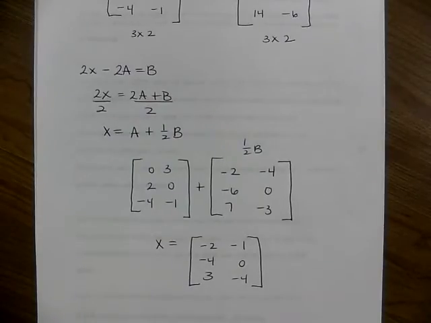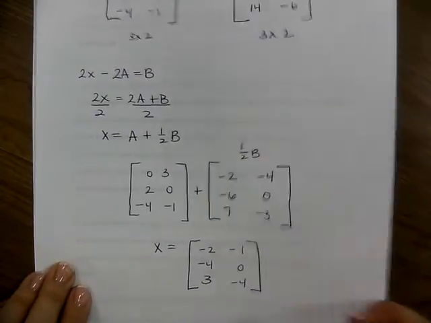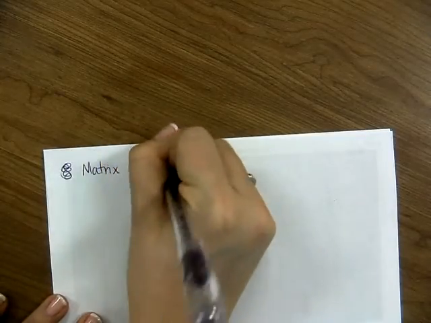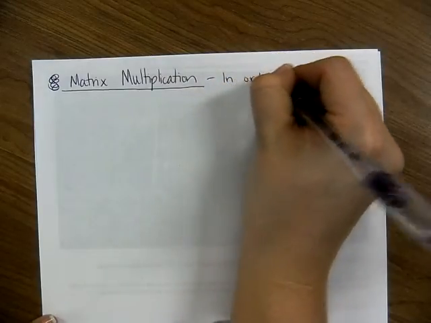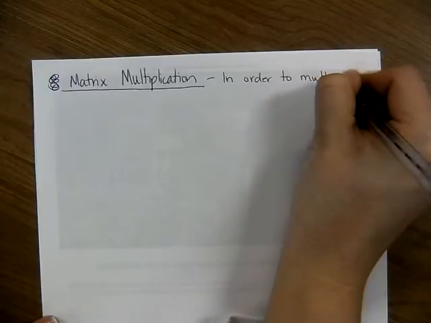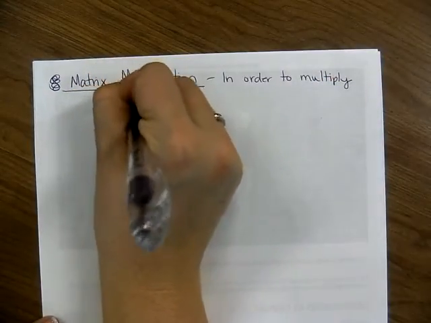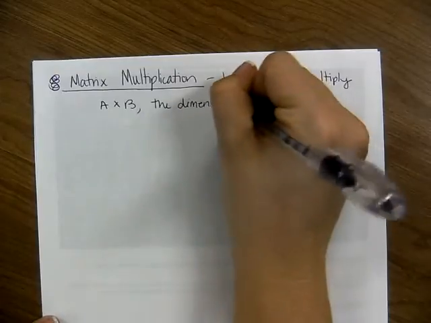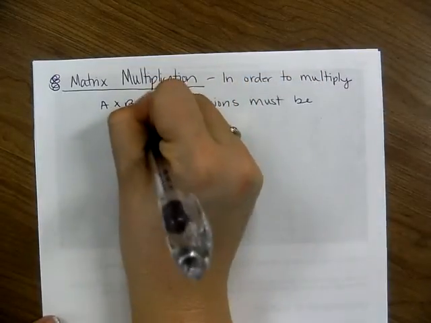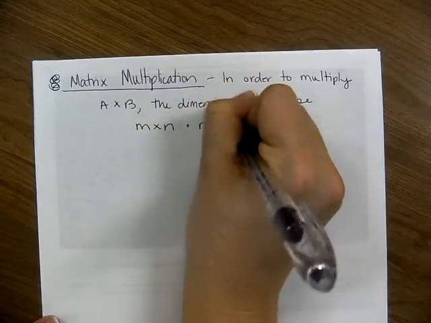Any questions? One more thing. All right, the last operation we have to talk about is multiplication. Matrix multiplication. In order to multiply A times B, the dimensions must be an m by n times an n by p.